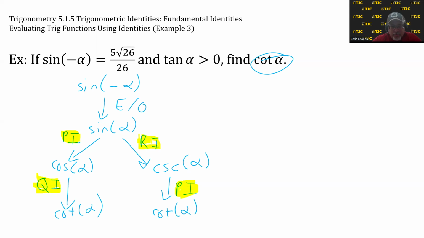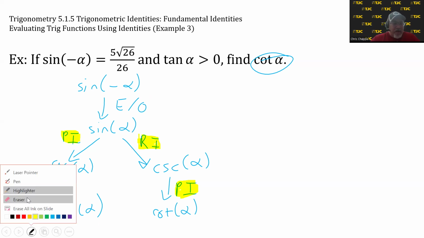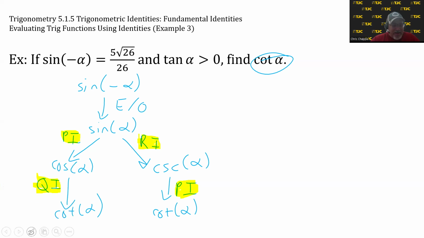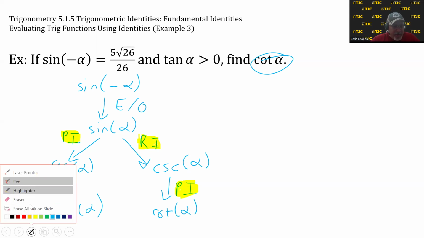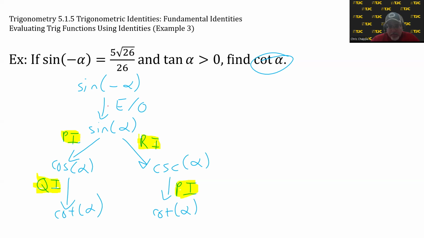And given the choice between the two, the reciprocal identity is easier because we just have to turn something upside down. For a quotient identity, we have to stack things on top of each other and clean that up. Not that it's difficult, but I think the reciprocal identity is easier to pull off than the quotient identity. And so with that said, I am going to choose the path that uses the reciprocal identity.